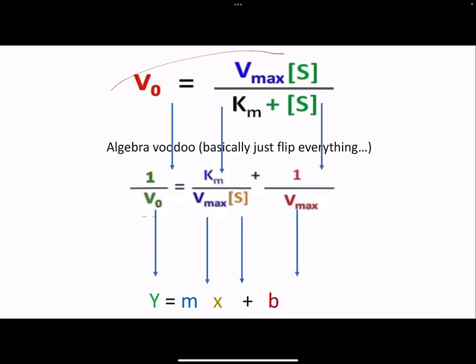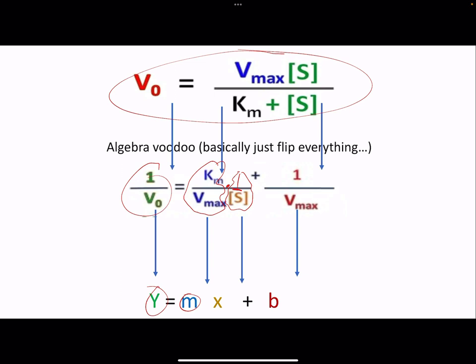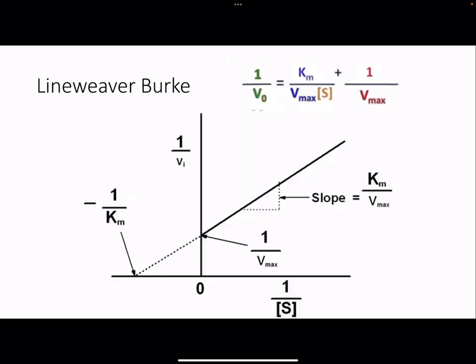So the Michaelis Menten formula, if we do a bit of algebra voodoo, we flip everything, etc. This can be my y. This can be my slope m. This is kind of hard to see, but we can think of this as times 1 over s. This is 1 over s. 1 over s is our x, and then 1 over Vmax is our y-intercept b. So this is the Lineweaver Burke equation, and it's just a nice way to quantify things a little bit more objectively.